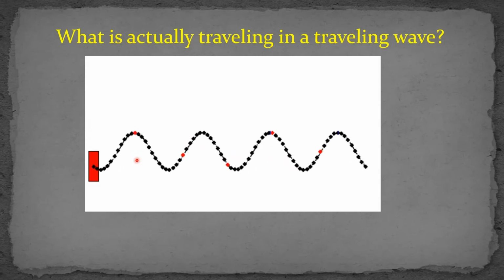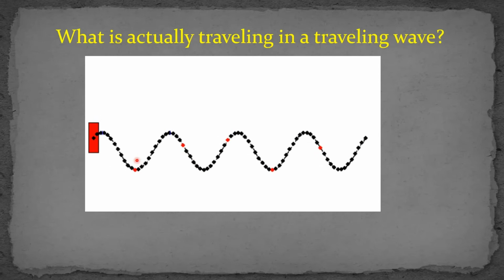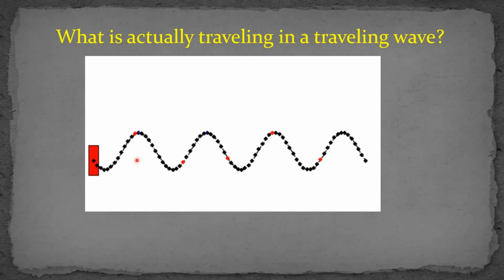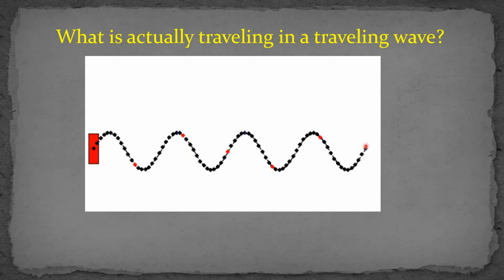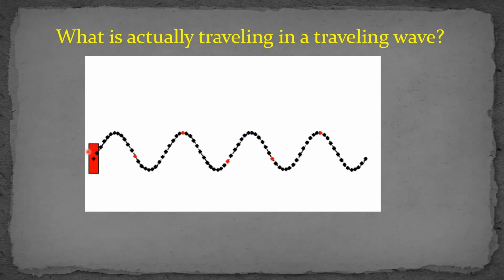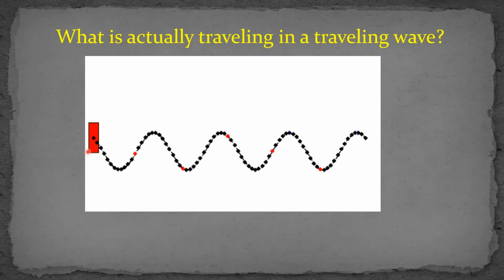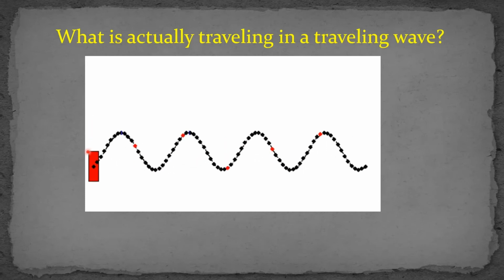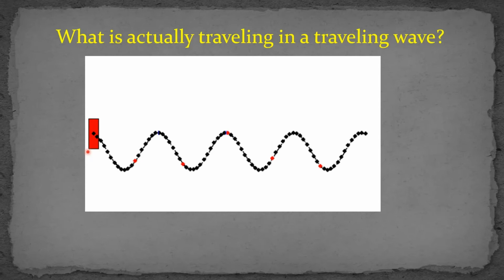So we can't say that it's the particle or the medium that's traveling, because the medium's still there. The rope actually hasn't gone anywhere. If I stop shaking this, the rope's still there. So clearly the medium is not what is traveling in a traveling wave. Well, maybe it's just the rope.